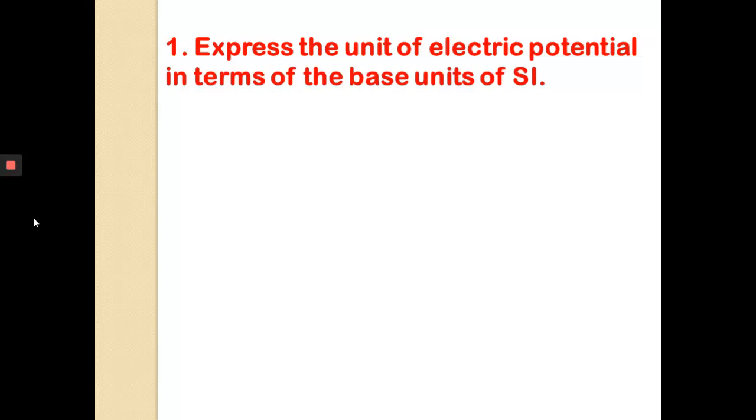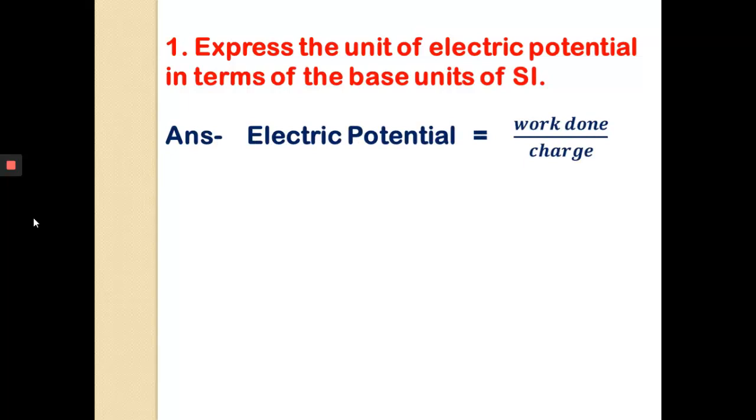So in terms of base units, how can we do it? Electric potential, what is the formula? Work done divided by charge. First, we are finding the dimensional formula for electric potential. So the dimensional formula, anyway, we will be getting in terms of base units, right? So see, M L square T to the power minus 3 A to the power minus 1.